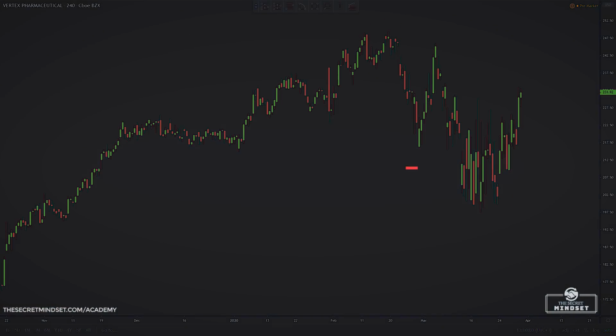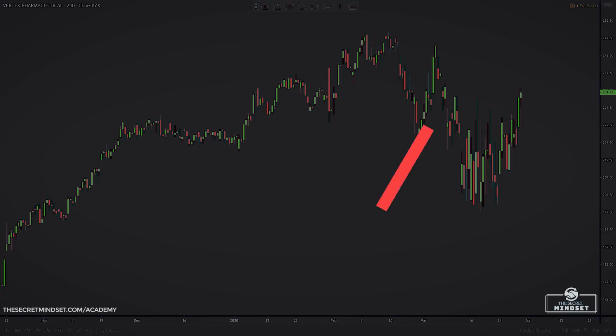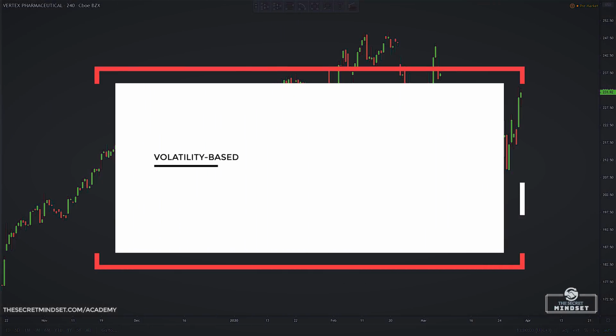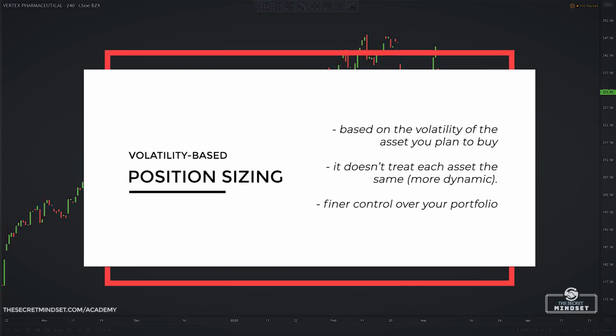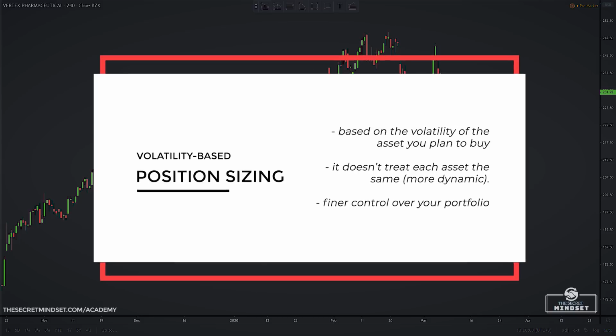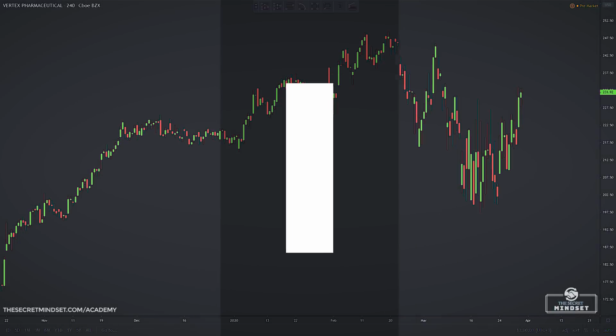The third approach, volatility-based position sizing. A more complex approach, but one that allows for more flexibility, is position sizing based on the volatility of the security you plan to buy. It's more dynamic because it doesn't treat each stock the same. This approach allows you to really drill down and exercise finer control over your portfolio.